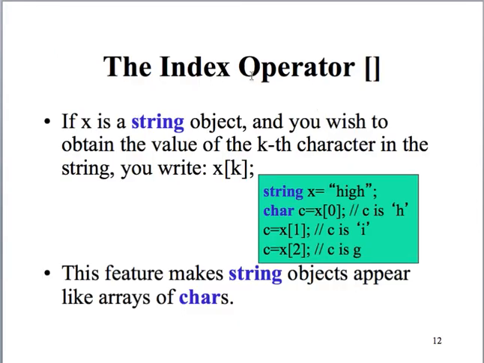Another operator that we have is the index operator, the square brackets. What this does is let you treat the string object like it was a character array, basically. So if you want to get the character at a particular location, you can say x sub k. So here I've created, for example, string x hi again. Then said c equal x sub 0, which would be the h, or x sub 1, which would be the i, or x sub 2. So it treats it like it's an array. So we treat it just like arrays, and we can get individual characters out of there.